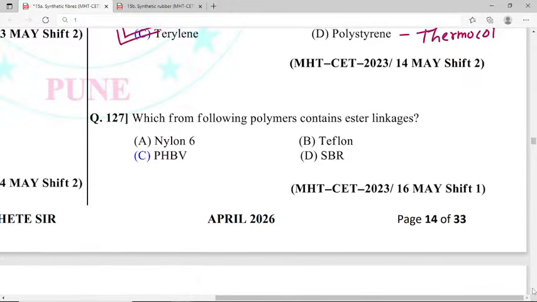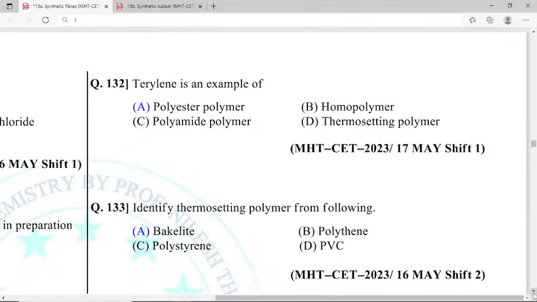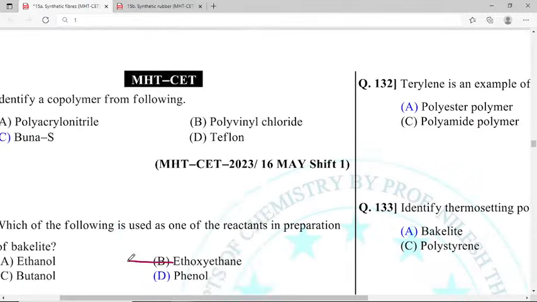Which of the following polymers contain an ester linkage? PHBV is the answer, ester linkage. Nylon 6 contains a polyamide linkage, an amide linkage. SBR is an elastomer. Elastomer is a rubber. Next, Teflon. Teflon contains a double bond. It is a free radical initiated reaction.